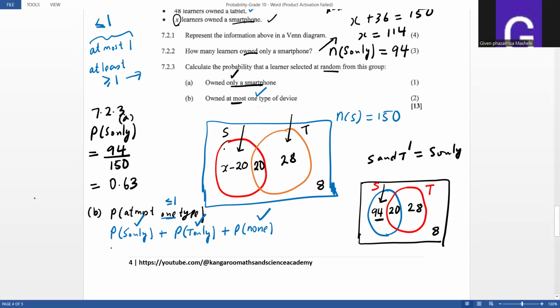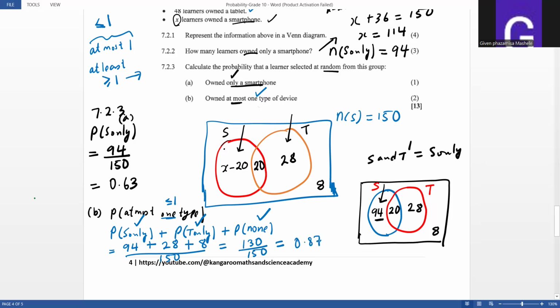Now, as a probability, let's count the ones which were smartphone only. It's 94, plus tablet only, 28. How about none? It's 8. We're going to divide this by 150 because we want the probability. So it would be 94 plus 28 plus 8, which gives us 130 out of 150. And 130 out of 150 would be 0.87.